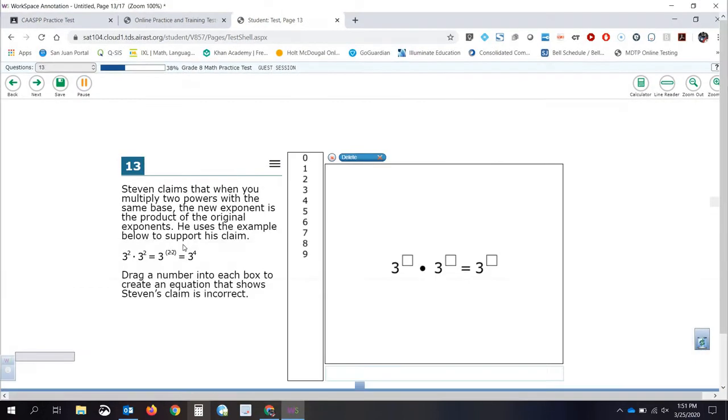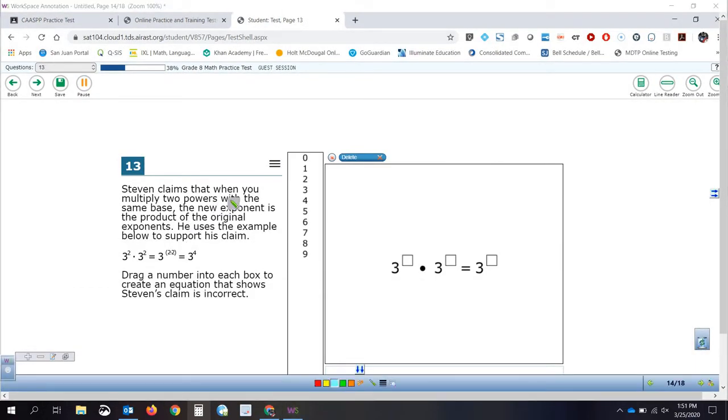All right, so let's review some vocabulary first before we take a look at this. We have the word powers, we have the word base, we have the word exponent, and we have the word product. All right, so if I have 3 to the 4th power, we call 3 the base. That's the number that's being multiplied repeatedly.